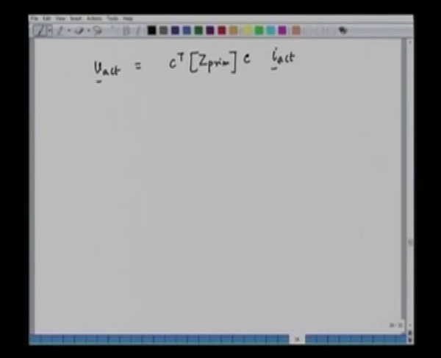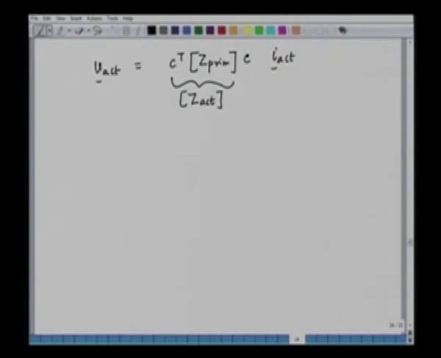Ultimately I have to get the equation in the actual variables. So the impedance matrix Z primitive can be transformed with C transpose pre-multiplied, and C post-multiplied. So this is my Z actual. So this is the advantage of linear transformation. It means using the linear transformation I can get back the impedance matrix in the actual variable, in the actual machine. Okay.